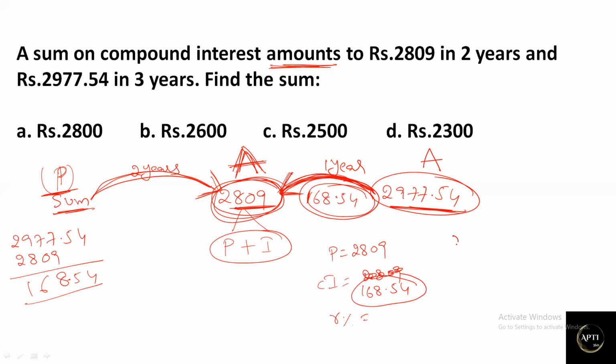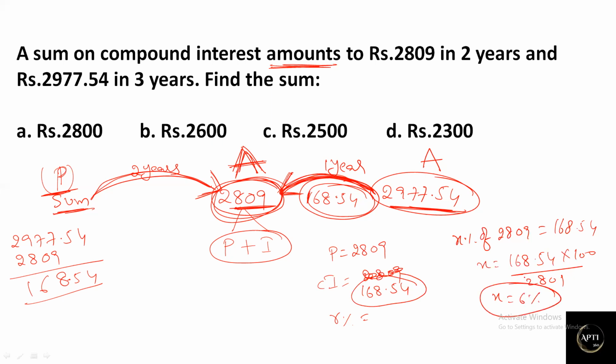How can we calculate it? Very simple. Let us consider x percentage of 2809 is nothing but 168.54. You just cross multiply that. X is equal to 168.54 into 100 divided by 2809. X value is nothing but 6%. So the rate of interest we got to know is 6%. Now final rate of interest R is equal to 6% per annum.